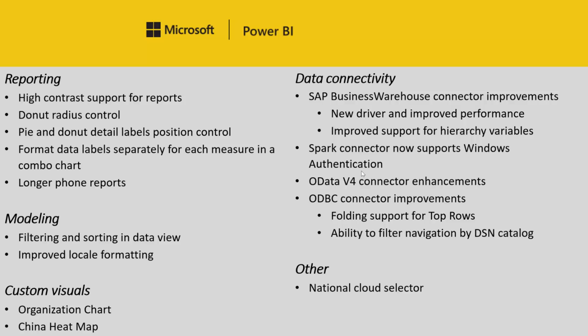And the second improvement is the ability to filter navigation by DSN catalog. So if the DSN or connection string specified on the ODBC connector dialog includes a DSN catalog, Power Query will narrow down the list of tables exposed in the navigation dialog accordingly. So all in all, really big month for all of our connectors. These are some pretty significant improvements to four of our frequently used connectors.